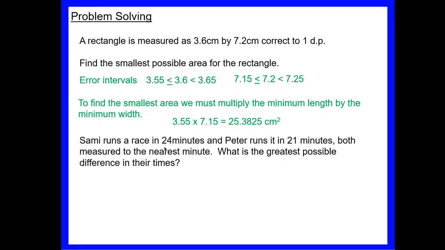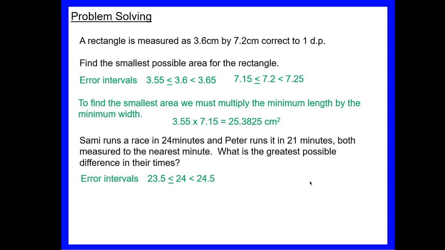Okay, Sammy runs in a race in 24 minutes and Peter runs it in 21 minutes, both measured to the nearest minute. What's the greatest possible difference in their time? So remember, the word difference means we're going to do a subtraction calculation. So let's start then by finding their error intervals. They were both measured to the nearest minute. So we need half a minute. So our 24 minutes will become 23.5 minutes, and 24.5.